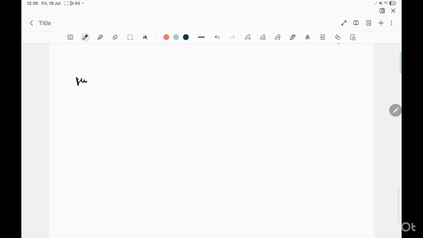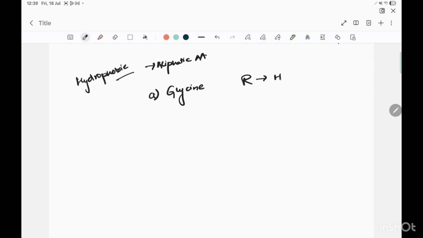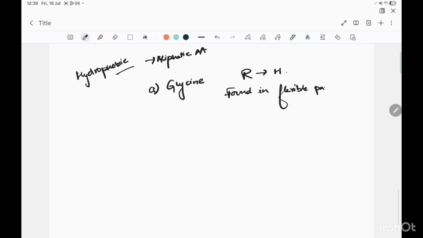So the hydrophobic amino acids, also known as aliphatic amino acids, right? The very first that we have is glycine. As we know, the R group here is hydrogen, and it is found in flexible parts of protein because it is less bulky. Flexible parts of protein.